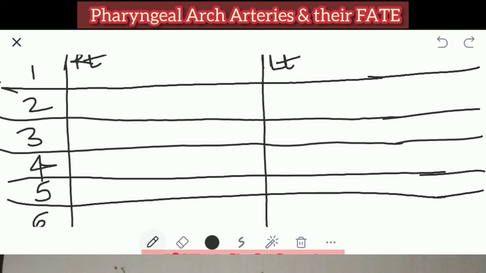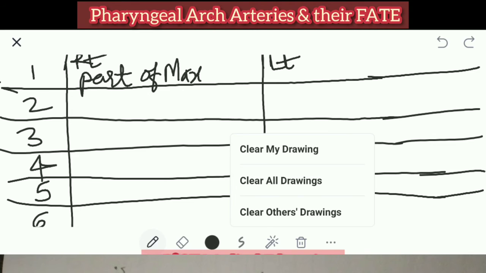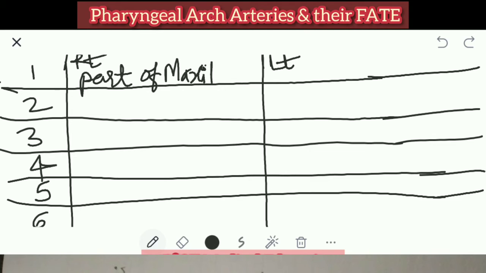So on both right and left, the first arch forms part of the maxillary artery. Maxillary artery, you just remember that it is actually a branch of external carotid artery. Okay, it is a branch of external carotid artery. We will discuss it when we talk about external carotid artery. Okay, maxillary artery. Only a part of it is formed. Though the first pharyngeal artery regresses, it forms a part of the maxillary artery on both the sides, right and left. Are you able to understand this?